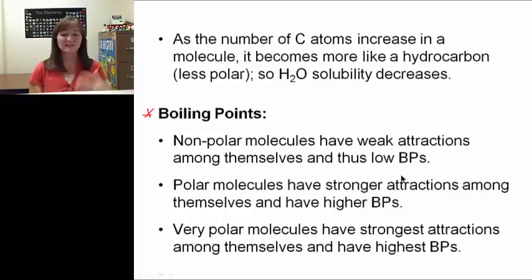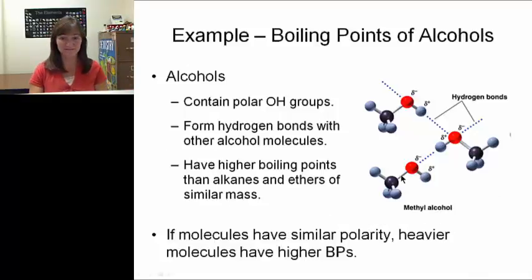Polar molecules have stronger attractions, so that's the dipole-dipole attractions. So they have a higher boiling point compared to the nonpolar. And then your very polar molecules, those that can hydrogen bond, have strong attractions. Those attractions are called hydrogen bonding, we learned. And molecules that can hydrogen bond have a pretty high boiling point. Okay, so basically, as your polarity increases, the boiling point is going to increase, like I had said before.